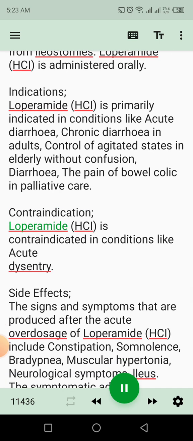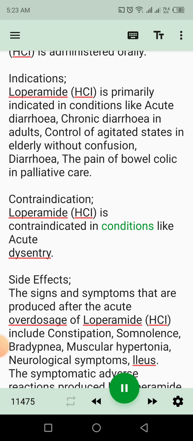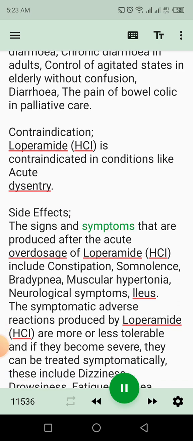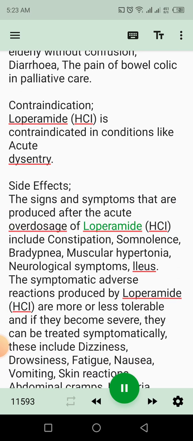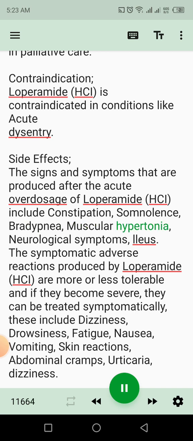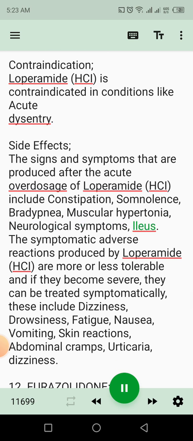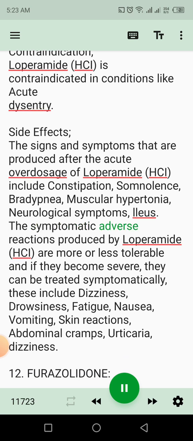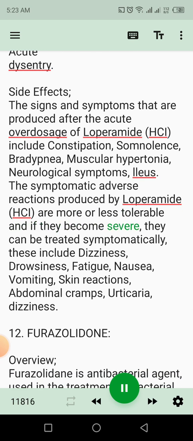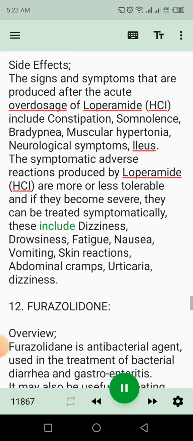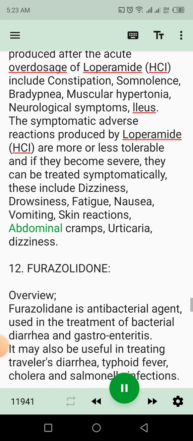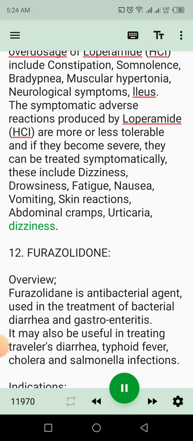Contraindication. Loperamide HCl is contraindicated in conditions like acute dysentery. Side effects. The signs and symptoms produced after acute overdosage of loperamide HCl include constipation, somnolence, bradypnea, muscular hypertonia, neurological symptoms. The symptomatic adverse reactions produced by loperamide HCl are more or less tolerable, and if they become severe, they can be treated symptomatically. These include dizziness, drowsiness, fatigue, nausea, vomiting, skin reactions, abdominal cramps, urticaria.